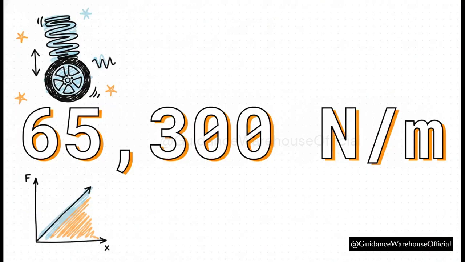Do the math. Negative 784 newtons divided by negative 0.012 meters, and we find that the force constant of the car's suspension is a massive 6.53 times 10 to the fourth newtons per meter. That is one incredibly stiff spring.